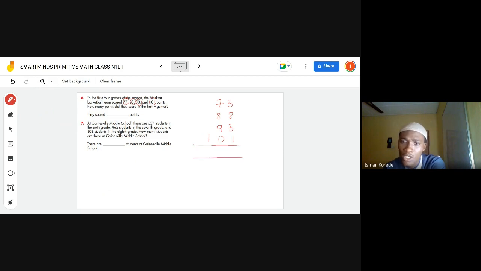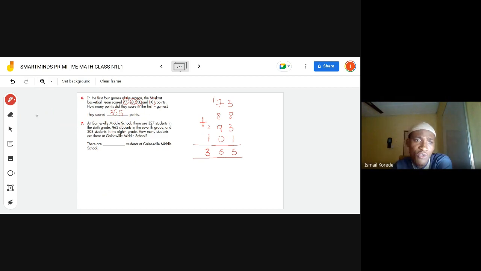So let's add. That's the operation we want to perform, addition. So 3 plus 8 gives 11. 11 plus 3, that's 14. 14 plus 1, that's 15. So we write 5, and we keep on to the next digit. 7 plus 8 is 15, 15 plus 8 is 16... 8 plus 8 is 16. 16 plus 9 is 25. 25 plus 0 is still 25. So we write 5, and we keep 2. So 2 plus 1 gives 3. So the total points scored was 355 points. So the Muskrat basketball team had a total of 355 points in the first 4 games.